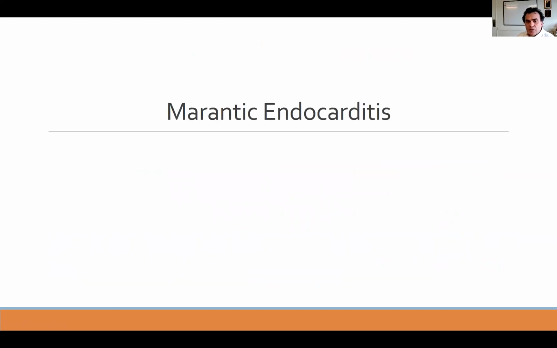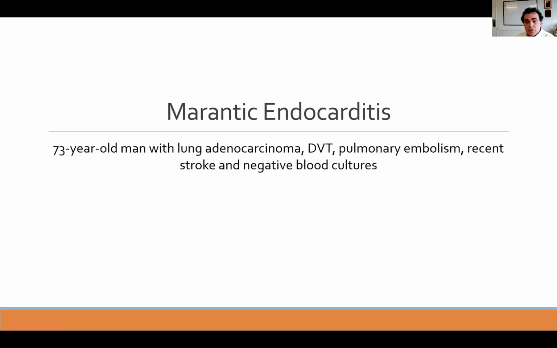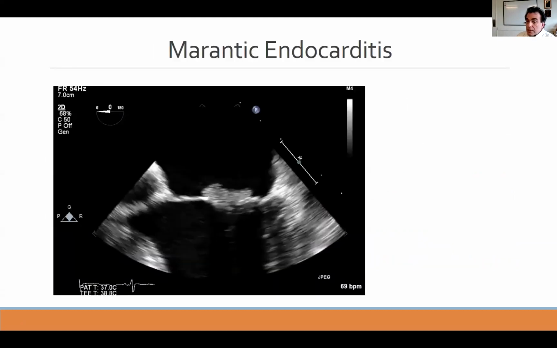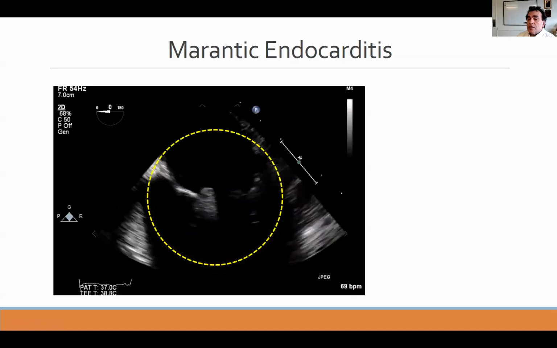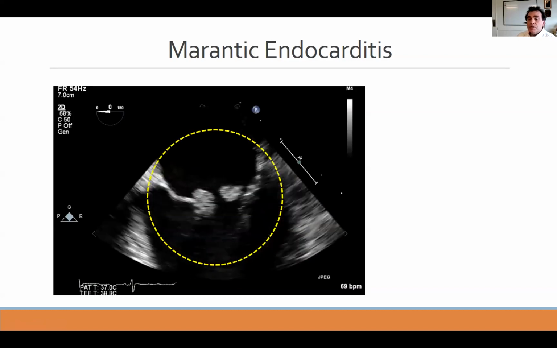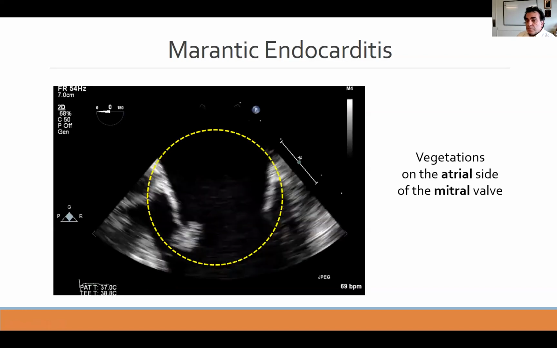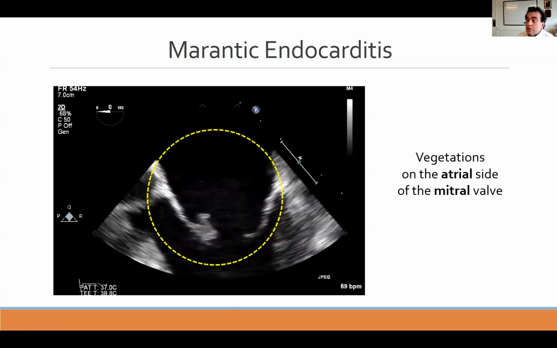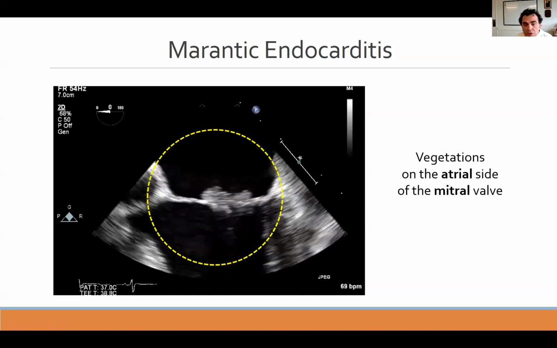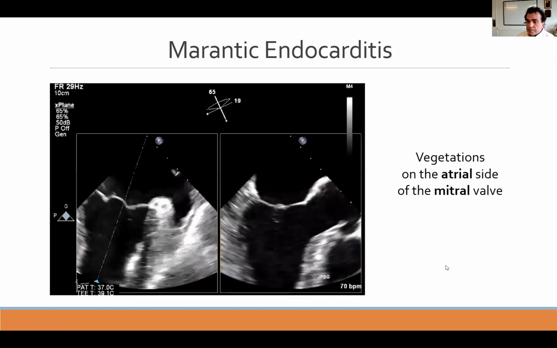How about marantic endocarditis? How is that different from Libman-Sacks endocarditis? It's a case of a 73-year-old man with lung adenocarcinoma, deep vein thrombosis, pulmonary embolism, recent stroke, and negative blood cultures. So again, we see large echo densities associated with the atrial side of both the anterior and the posterior mitral leaflet. These are vegetations on the atrial side of the mitral valve in a patient with negative blood cultures, but with the clinical history of an adenocarcinoma.